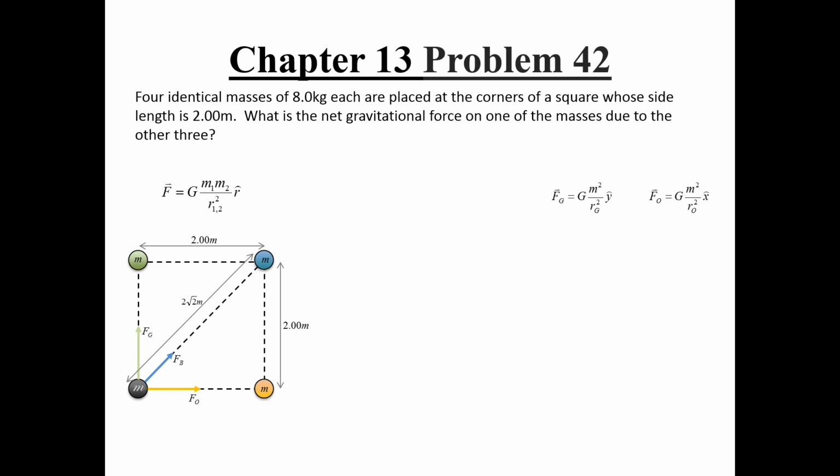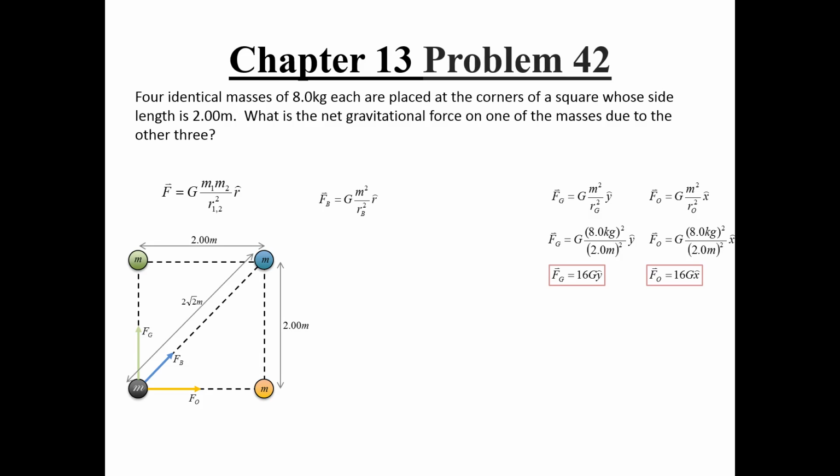The green mass will only contribute to the y-directional force felt by the bottom left mass, and the orange will only contribute to the x-directional force. The blue mass, however, is diagonal from the mass of interest and will have both x and y components of force contribution. If we call the direction the force will pull the mass we are considering r hat, we can calculate the magnitude by using the same gravitation law we used for the green and orange masses.